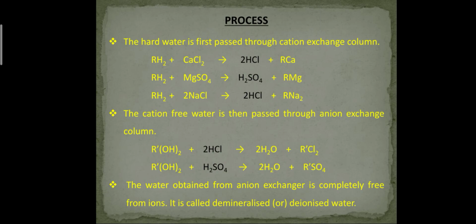Then the released acids are allowed to pass through the anion exchange column. Here they react with the ROH2 present in the anion exchange resins. ROH2 is converted into water molecules, and RCl2 and RSO4 are formed separately. The water coming out of the anion exchanger is completely free from cations and anions. This water is known as the demineralized water.